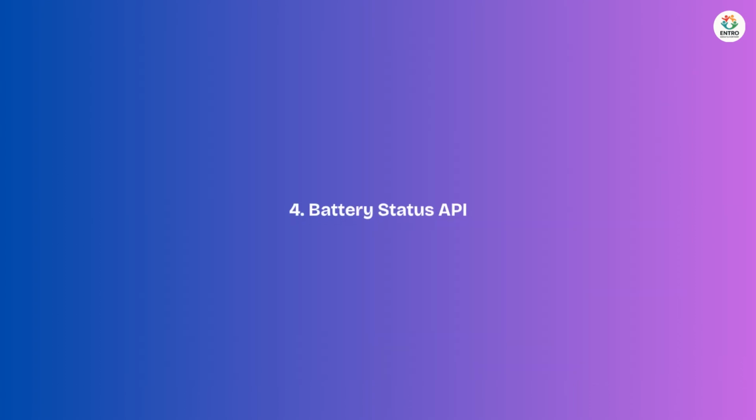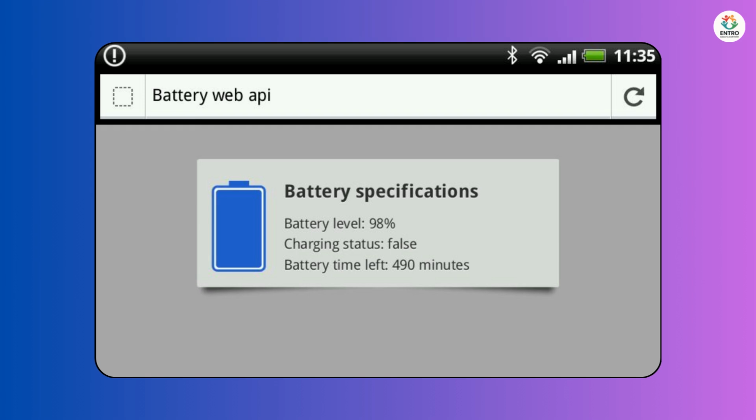Finally, for a really unique optimization, the Battery Status API. This API gives you insight into the user's device battery level and charging status. Why is this useful for a web app?